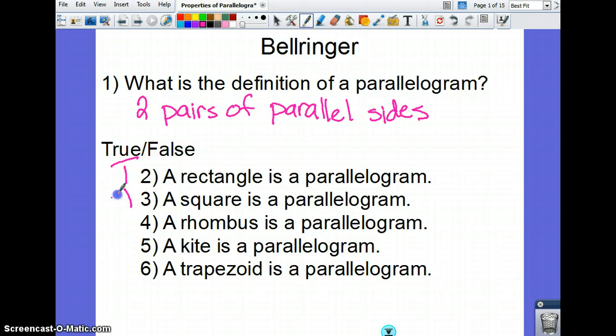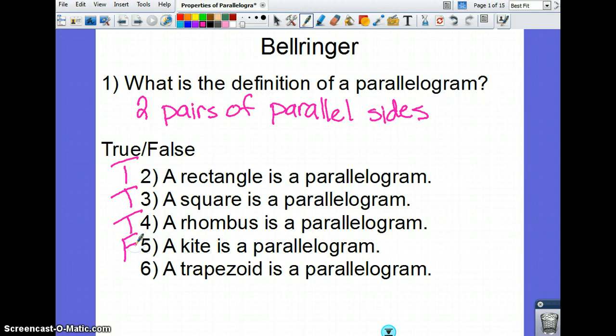A square is a parallelogram. That is also true because a square is a rectangle, and if a rectangle is a parallelogram, well, then the square should be a parallelogram. The rhombus is also true. Remember that the rhombus and the rectangle came together to make the square. So the rhombus and the rectangle are both parallelograms because the square is a parallelogram.